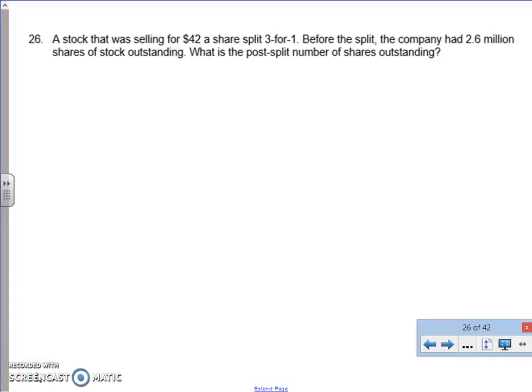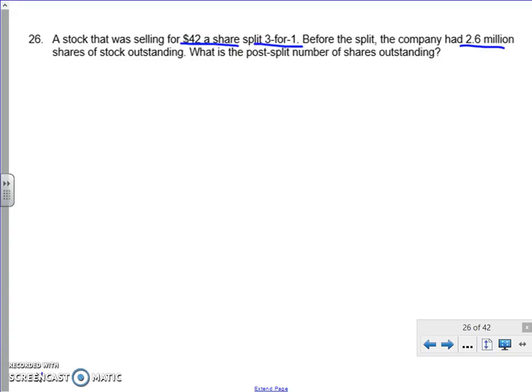All right, let's move on to number 26. It says a stock that was selling for $42 a share was split 3-for-1. Before the split, the company had 2.6 million shares of stock outstanding. What is the post-split number of shares outstanding?